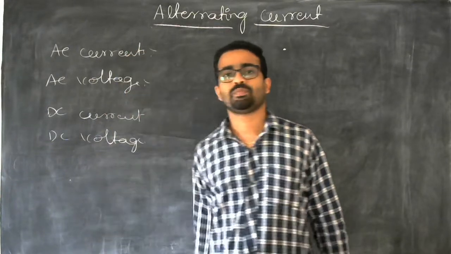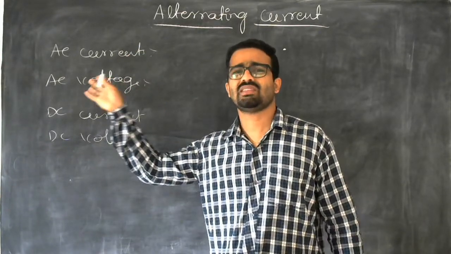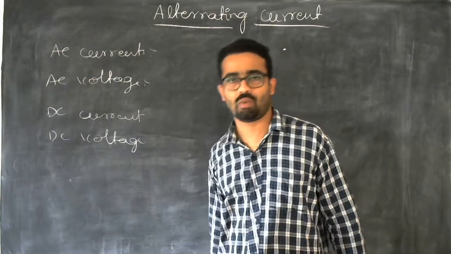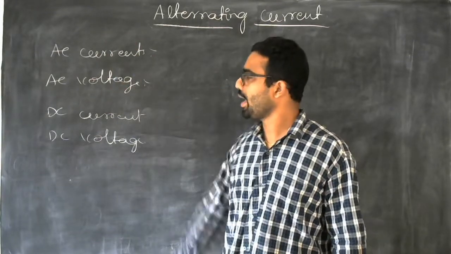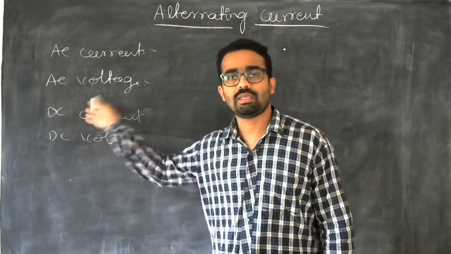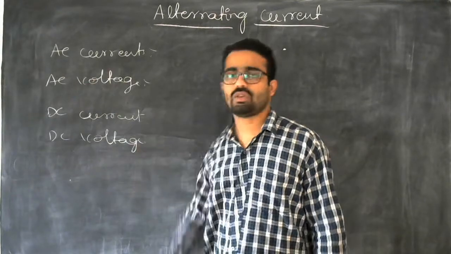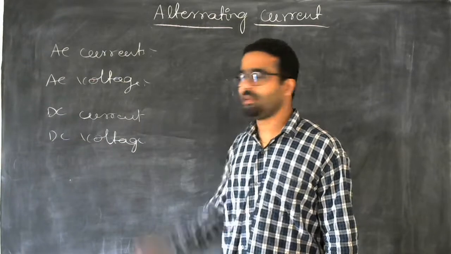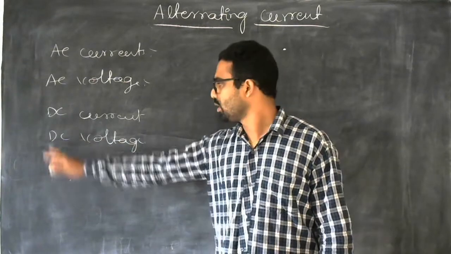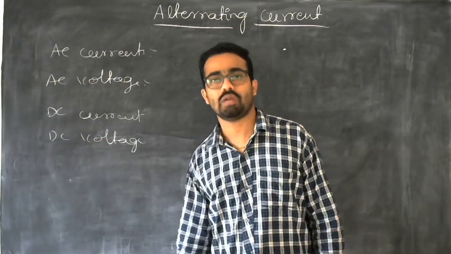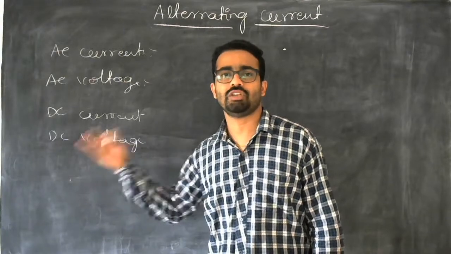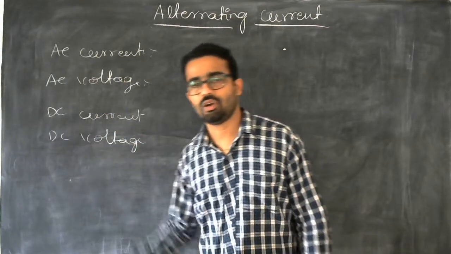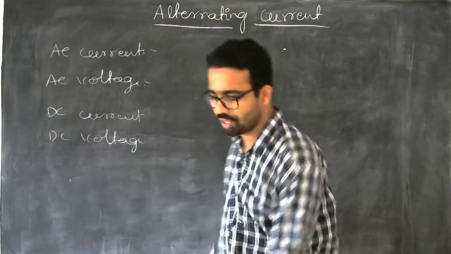AC current represents a current, but it is an alternating one. And AC voltage is a potential difference in the case of alternating. And DC current means it's a direct current. DC voltage means it is a direct voltage. Voltage means it is a potential difference. You already know about current and voltage.